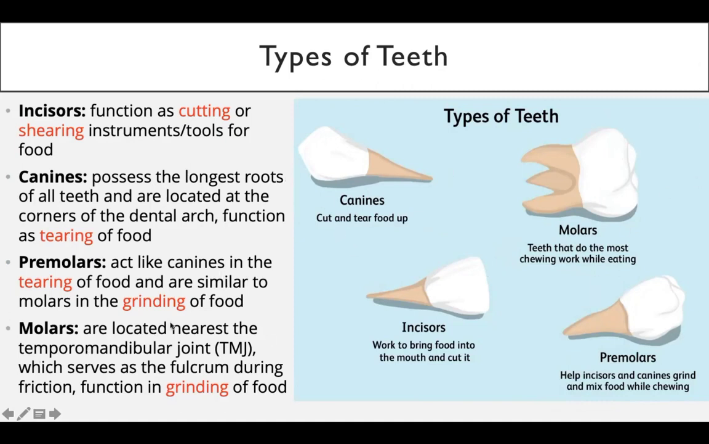I'm taking a lot of time so that you can digest more information and more of these terms. I'm taking time so that you can digest and remember more of the terms. So incisors, canines, premolars, and molars were located nearest the temporomandibular joint (TMJ), which serves as a fulcrum during friction functions in the grinding of food.